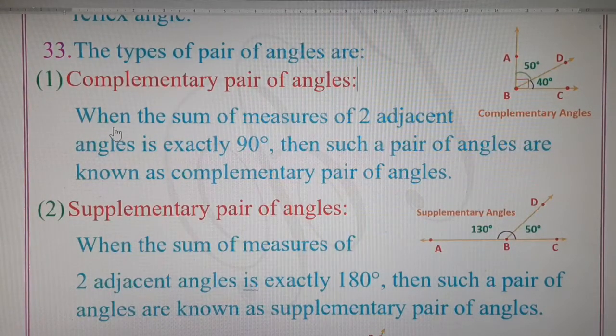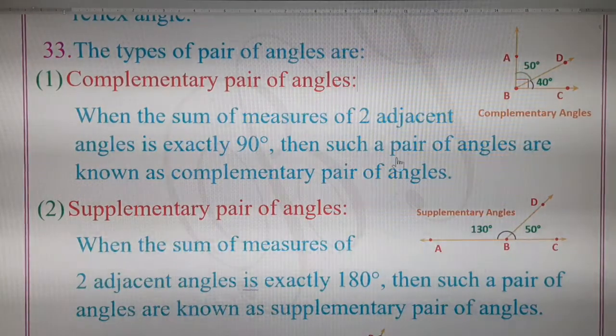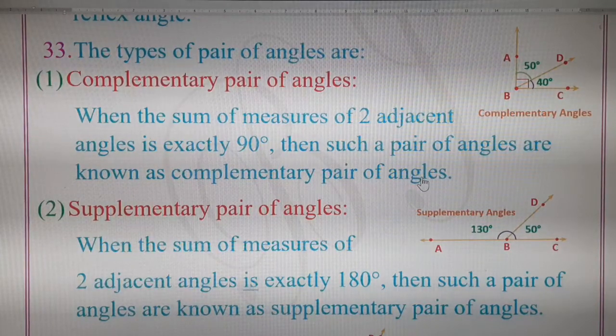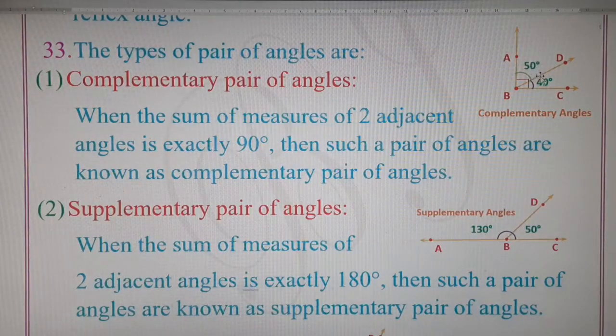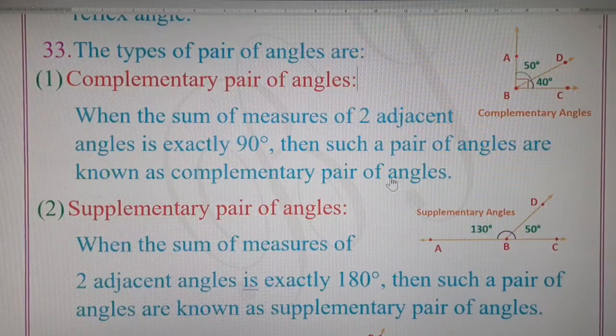Now, the definition of complementary pair of angles is given below here. When the sum of measures of two adjacent angles is exactly 90 degree, then such a pair of angles are known as complementary pair of angles. That means when two neighboring angles, two adjacent angles are there and the sum of measures of both the adjacent angles are exactly 90 degree, then those two pair of angles are known as complementary pair of angles.